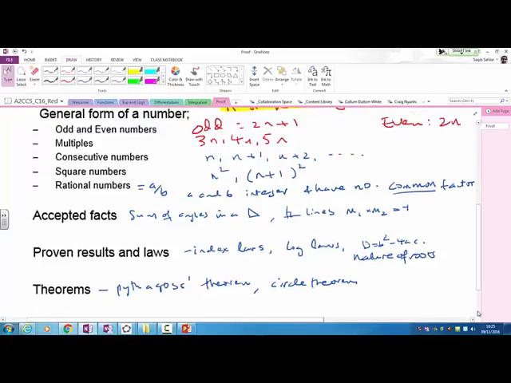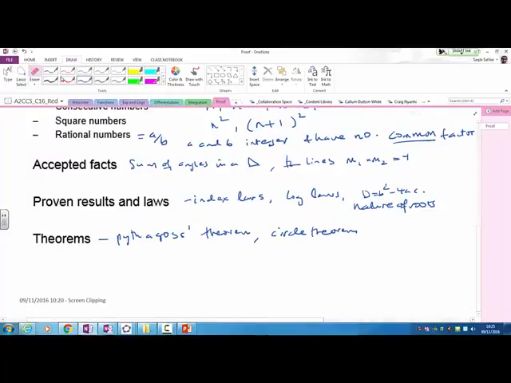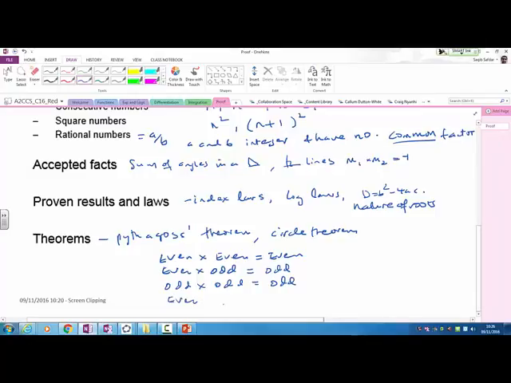Also, something that we can assume is a given, you don't need to go around proving it every single time: even times even gives us what? Even. Even times odd gives us what? Odd. Odd times odd is odd. Oh wait, doesn't even times odd give us even? Yeah, even times odd gives us even. Thank you.